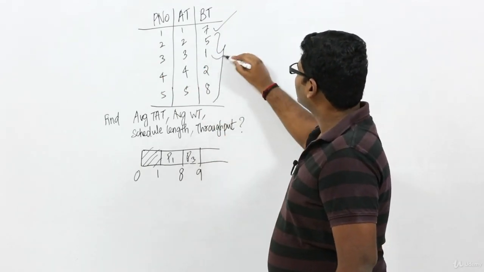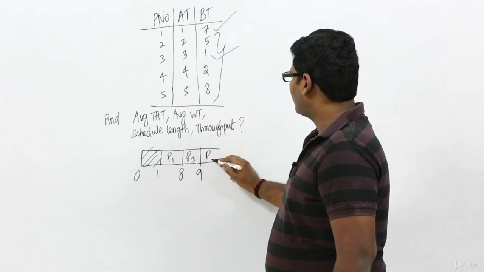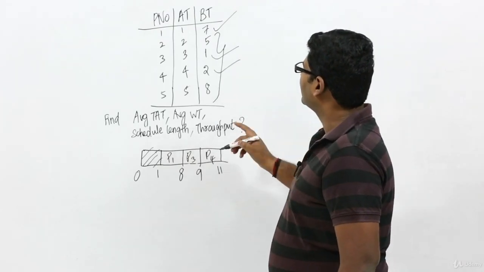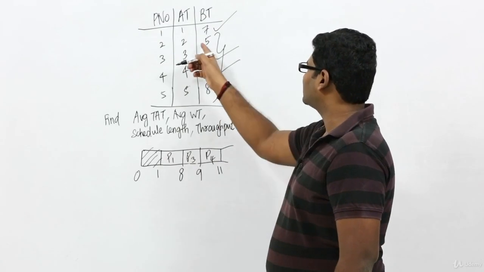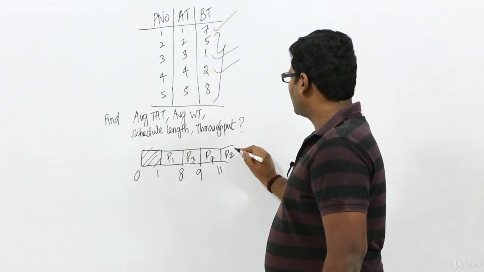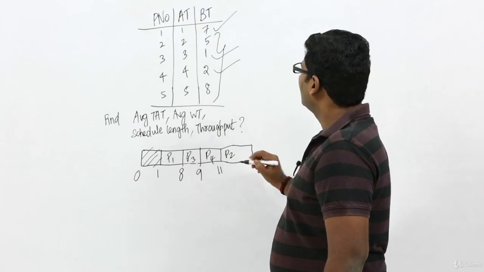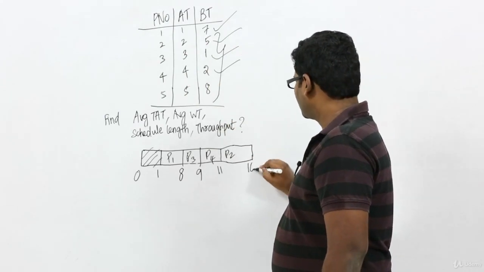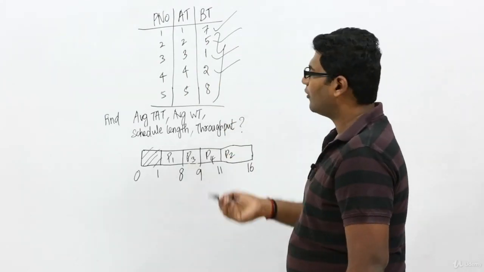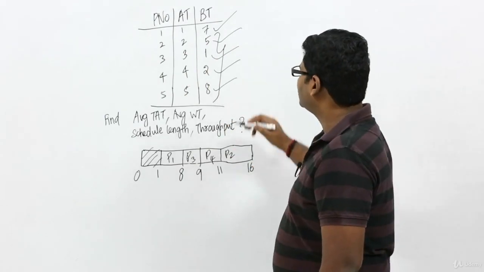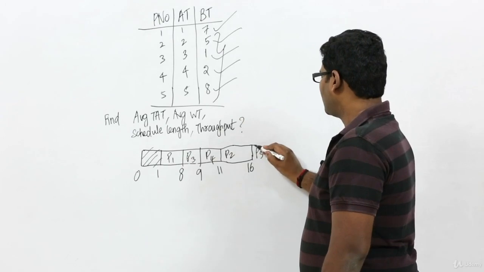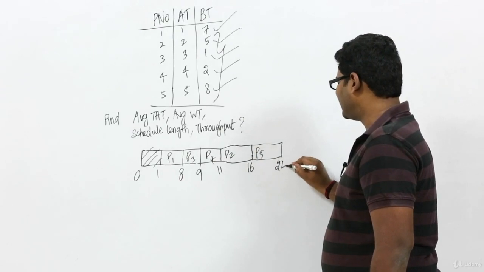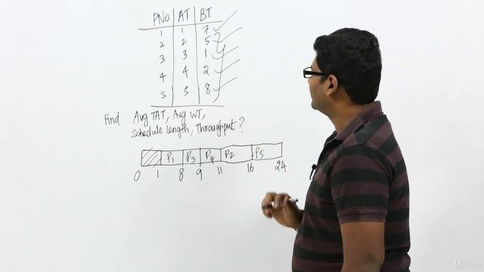Similarly, next comes process P4. P4 will execute for 2 time units. P4 is also done. Then we have to execute process P2, because 5 is less than 8. So process P2 will execute for 5 time units, and it will go till 16. Then we don't have any other option. We have to execute process P5, and P5 will execute till 24 because it needs 8 time units from the CPU to complete execution.